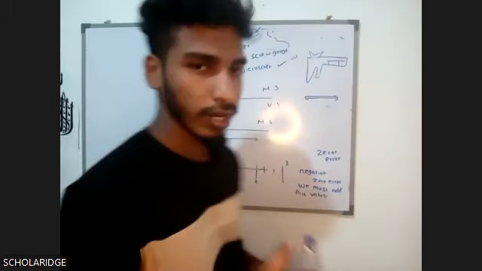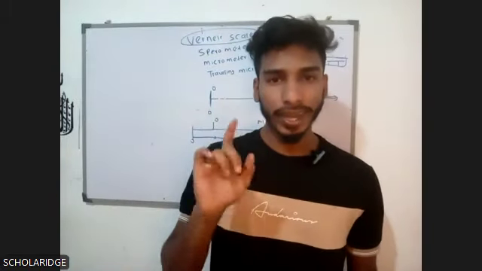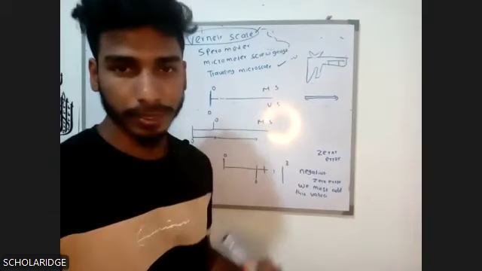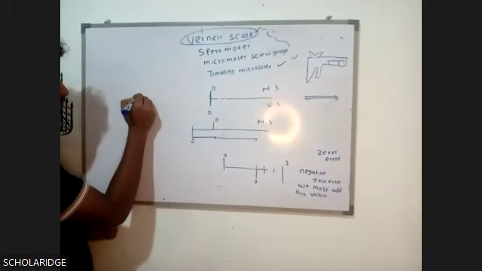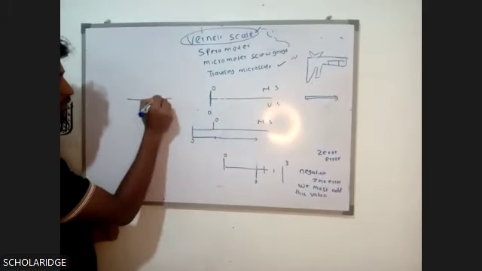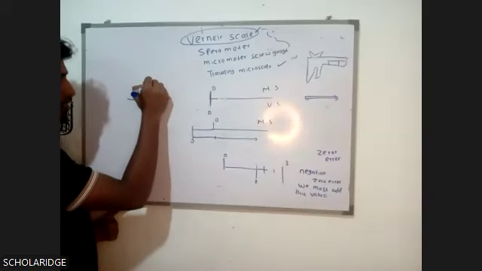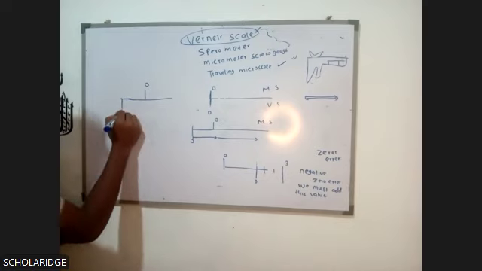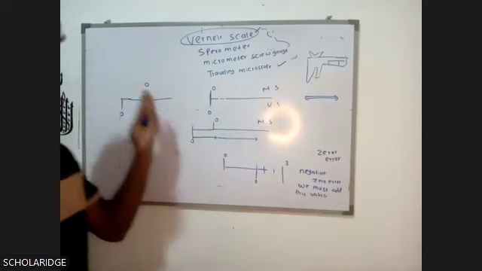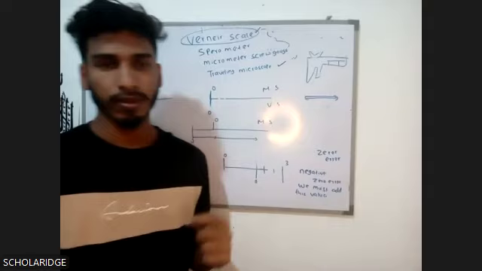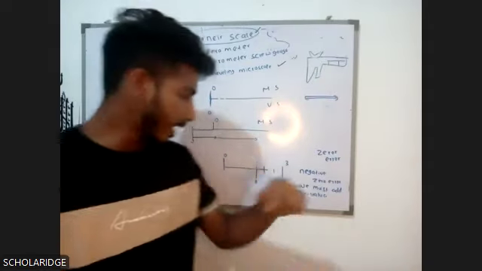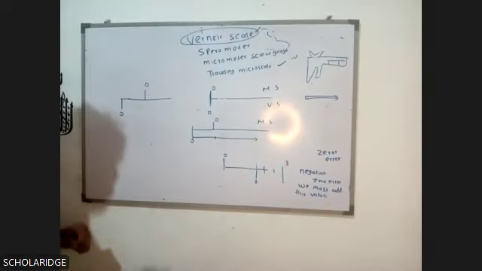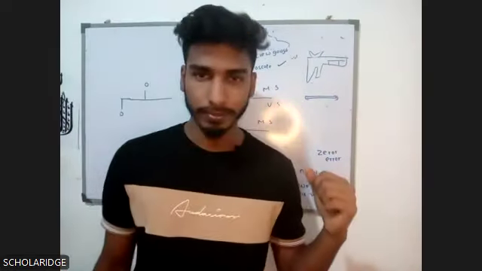So first of all, how are you going to find the negative zero error? Just an example. Let's say the 0 mark is somewhere on here, and the 0 mark is somewhat left, which means there's a negative zero error. So we must add this to my final reading.